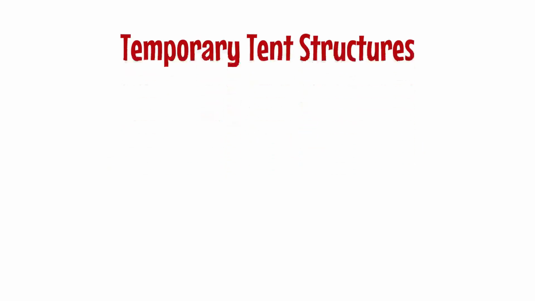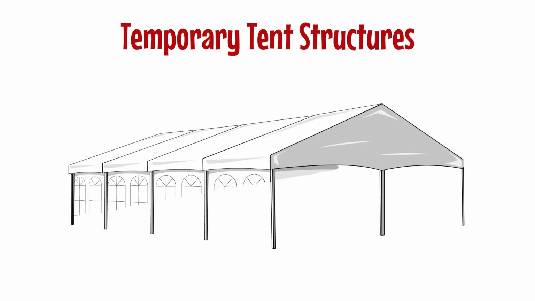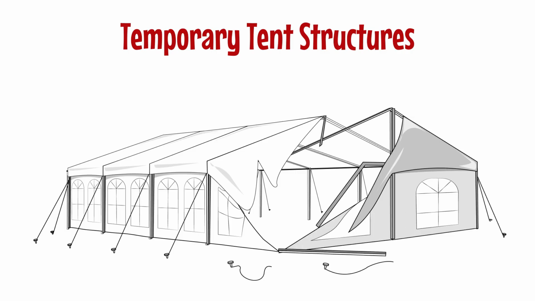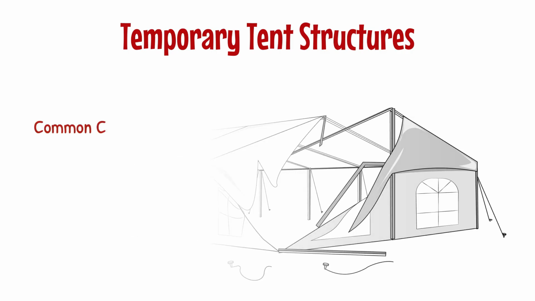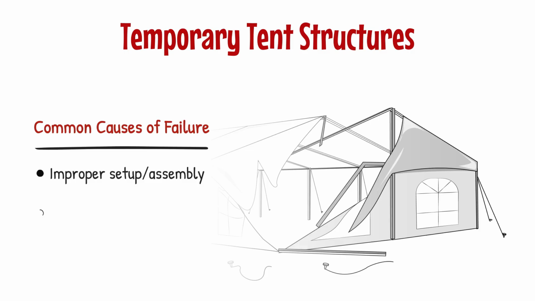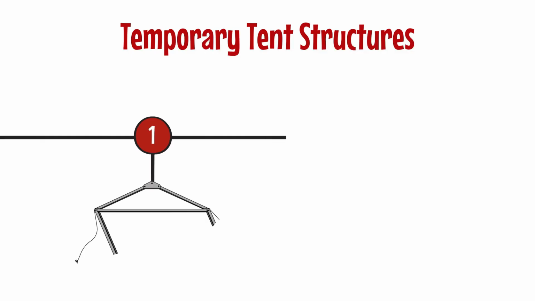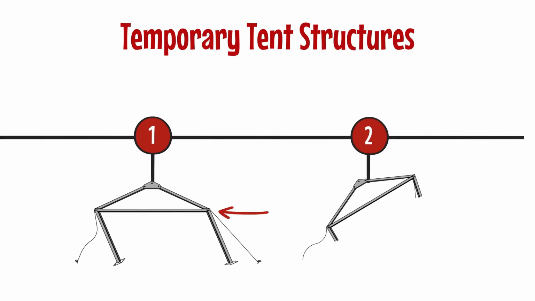Temporary tent structures like those used for outdoor celebrations, sporting events, and festivals can cause severe injuries if a structural failure occurs. While these failures are not common, when tents do fail, it's often the result of improper setup, assembly, or design deficiencies. In this video, we will discuss the failure modes most relevant to our forensic investigations.